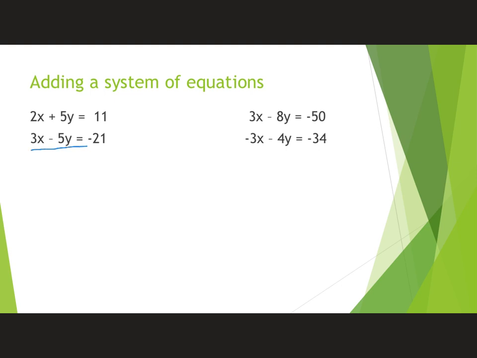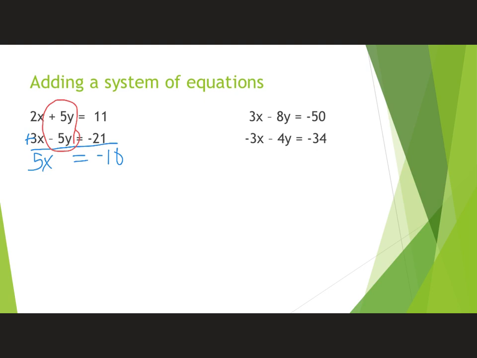So if I add this system of equations, 3x plus 2x gives me 5x. Here's what makes it elimination right here. Positive 5y, negative 5y. Well, that's just going to go away. It turns into 0. And then I'm going to add what's on the other side of my equal sign. So I have 11 plus negative 21, which is negative 10. Look at this. Now I have a one variable equation I can solve.